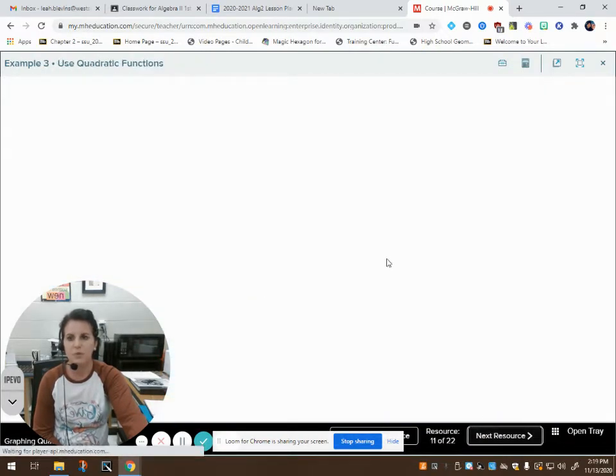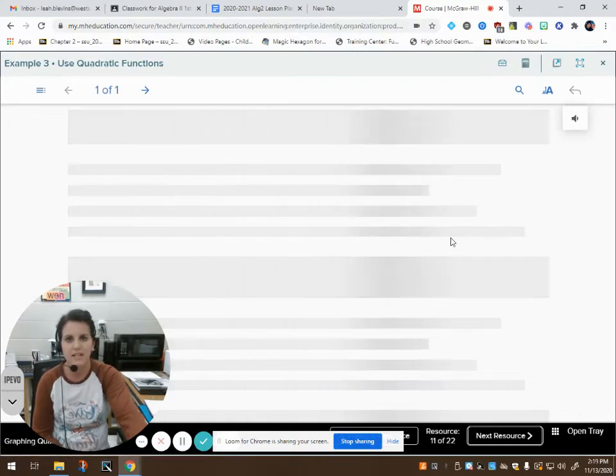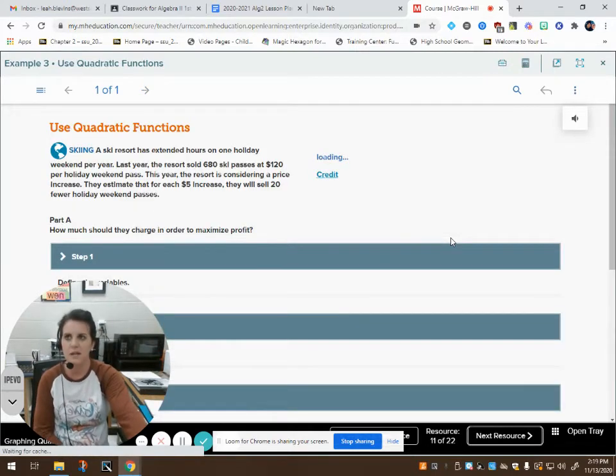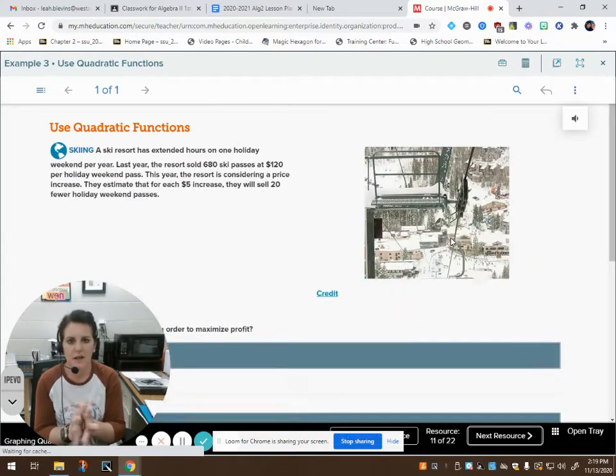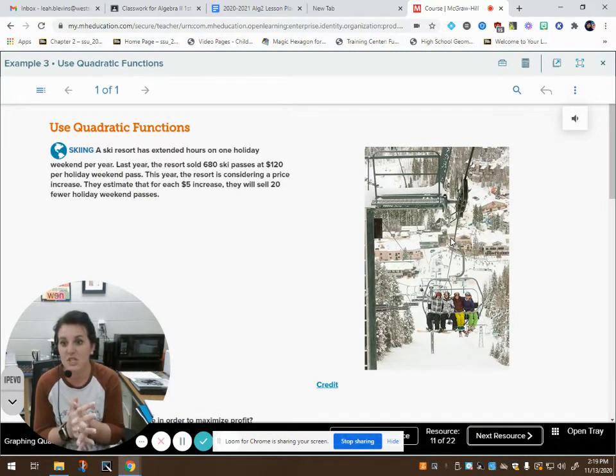Let's look at example 3 here. I just love quadratics. I just think it's so cool how you can look at the equation and get so much information. I don't know, I'm probably weird, but that's just me.